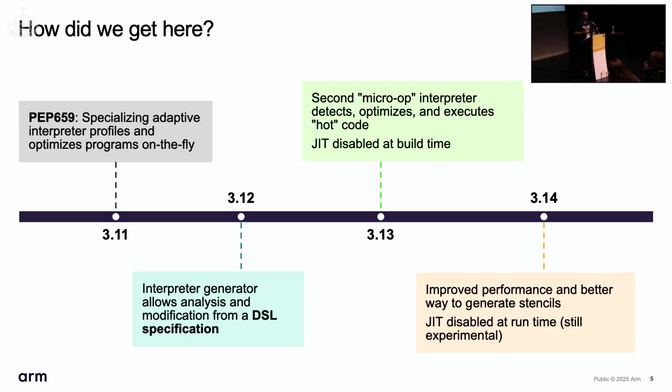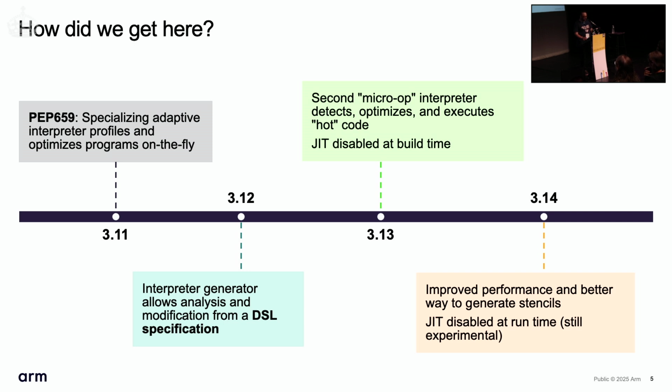In 3.12, we have a DSL, a domain-specific language for generating the interpreter code. So this helped managing the complexity and remove a lot of boilerplate code like stack manipulation and reference counting. We now have a single source of truth to generate multiple tiers of interpreters.